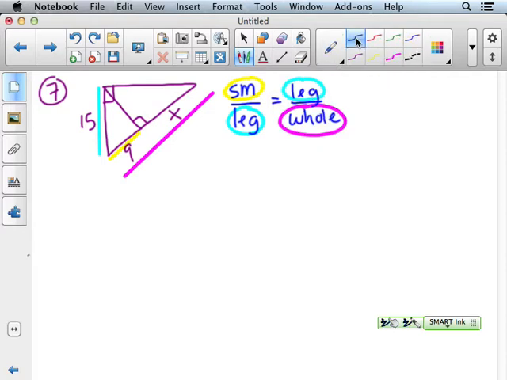So I'll have 15 as my geometric mean, so it's going to go here. And then here's my leg, so I've got 9, and the whole thing would be x plus 9. And now we're just cross multiplying.